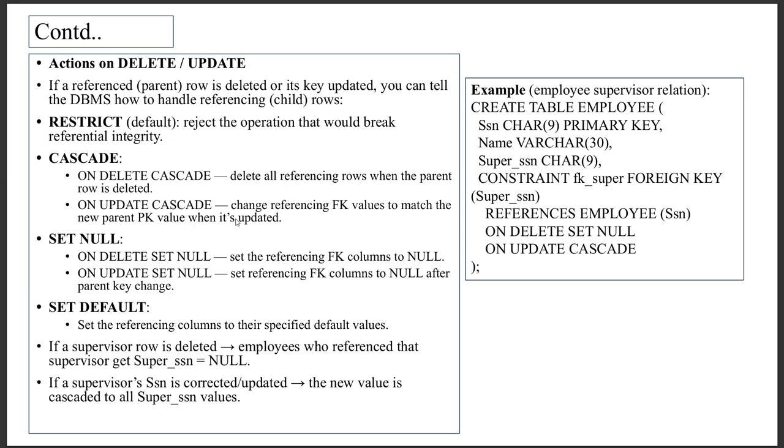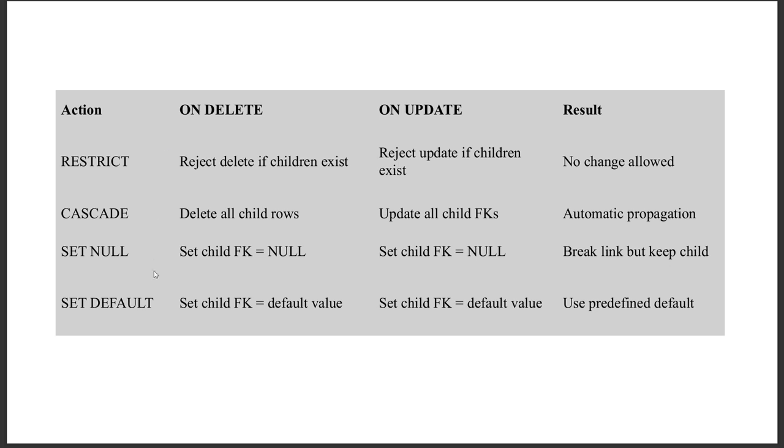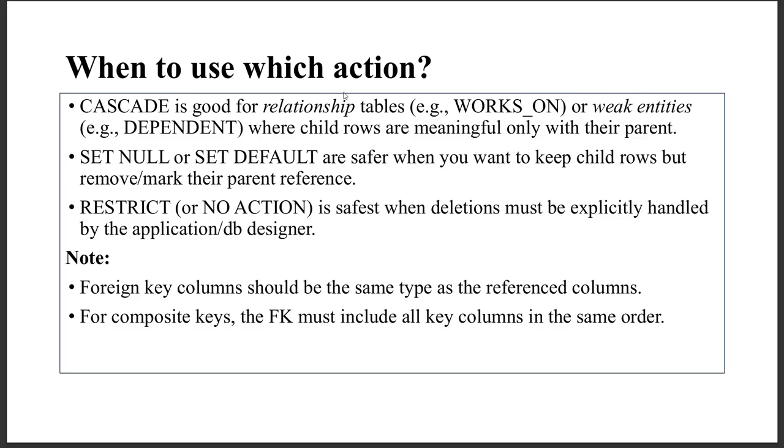Set null. On delete set null: set the referencing foreign key columns to null. On update set null: once you do the updates, set it to null. Set default: set the referencing columns to the specified default values. Now, this is the short form; in a tabular form, you are able to see restrict, cascade, set null, set default. So these are all the operations and what is going to happen once we perform on delete and on update.